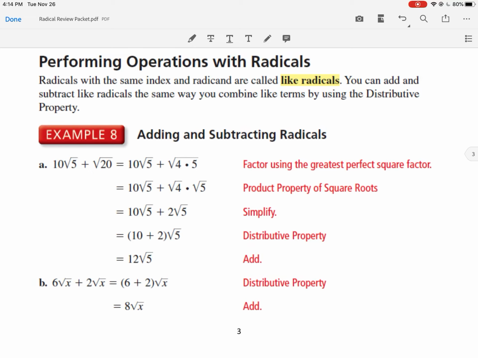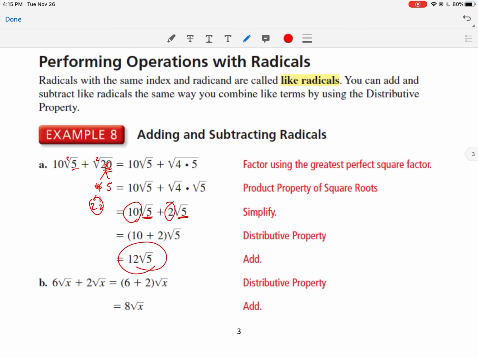Radicals with the same index and radicand are called like radicals. You can add and subtract like radicals the same way you combine like terms. It basically becomes an x, or a unit of measure, because the number in front, the coefficient, is how many you have. So like in this first example, 10 square roots of 5 plus square root of 20. Well, those don't add right away because they both have a square root, but they're not both 5. But 20 becomes 4 times 5, which is 2 times 2. And I get to pull a pair out, and now it's square roots of 5 and square roots of 5. So I have 10 of them, and I have 2 of them, so I have 12 of them.